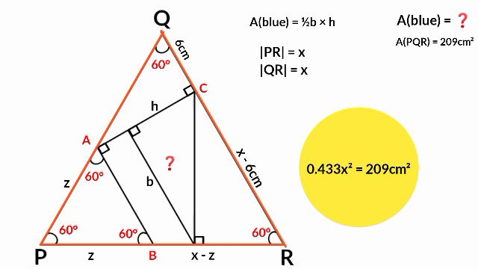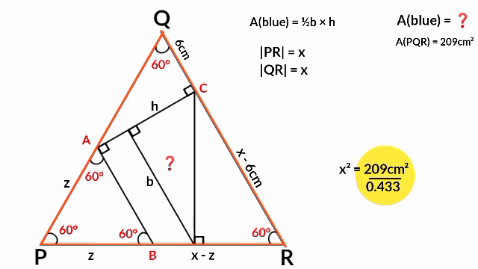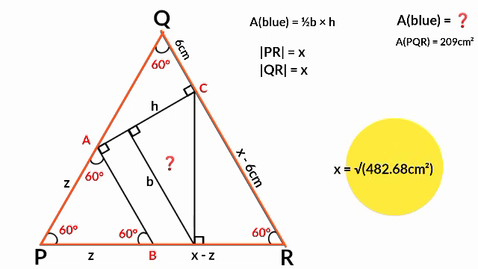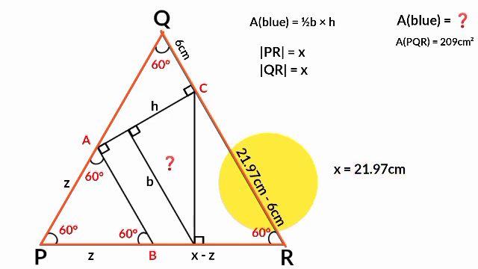Dividing both sides by 0.433. Here 0.433 cancels 0.433, while here 209 centimeters squared divided by 0.433 is 482.68 centimeters squared. Take the square root of both sides. Here the square root of X squared is X, while here the square root of 482.68 centimeters squared is 21.97 centimeters. So X equal to 21.97 centimeters. We substitute here. 21.97 centimeters minus 6 centimeters is 15.97 centimeters.